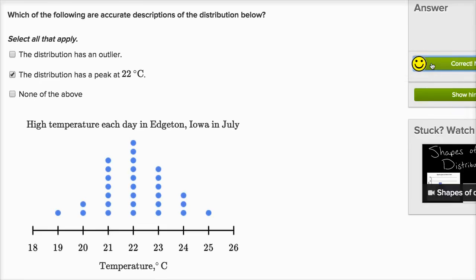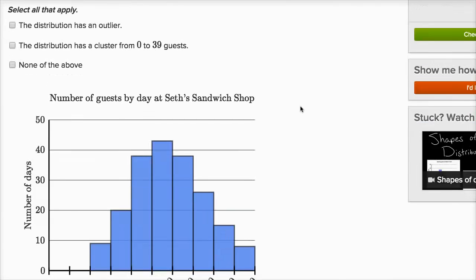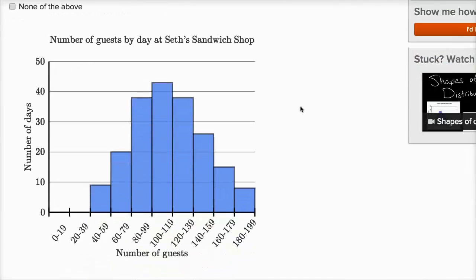Let's do a couple more of these. Which of the following are accurate descriptions of the distribution below? So the first one, the distribution has an outlier. So let's see, this is the number of guests by day at Seth's sandwich shop.